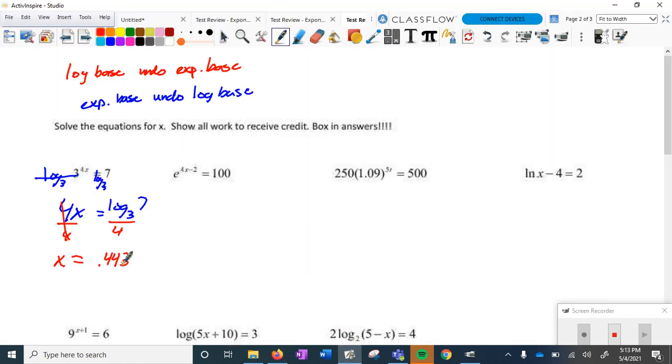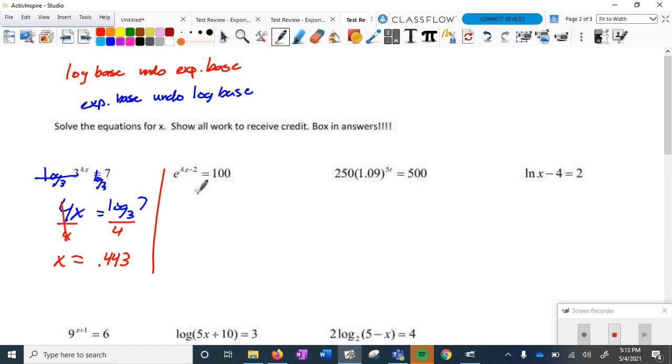Remember, we can test our answers, and if you run into a multiple choice question, this might be a good strategy. You can test. If I plug in that answer there, 0.443, up here as an exponent, 4 times that, and make that the exponent of 3, I should get 7. If I don't, something went wrong.